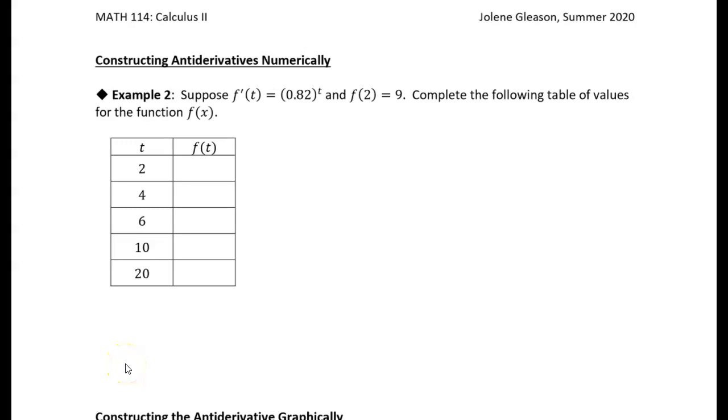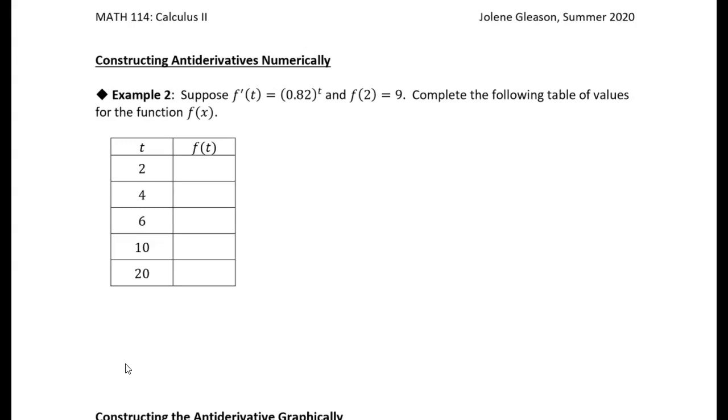All right, so in this example, we have an exponential function, 0.82 to the t, and we're told that it's a derivative function, right? So f prime of t is this exponential function, and we're told that the antiderivative at 2 is 9. Okay, and then we're asked to complete the following table.